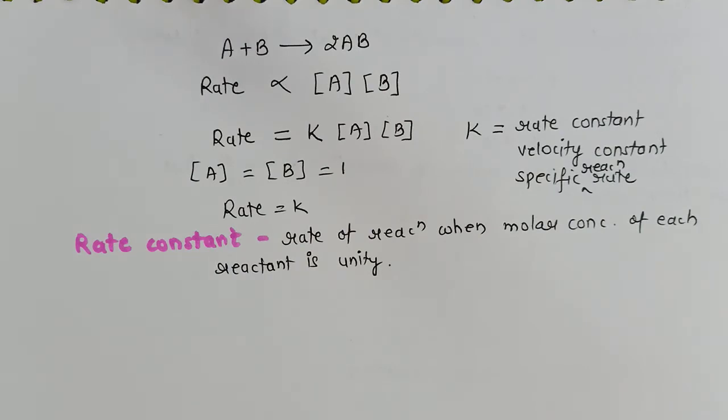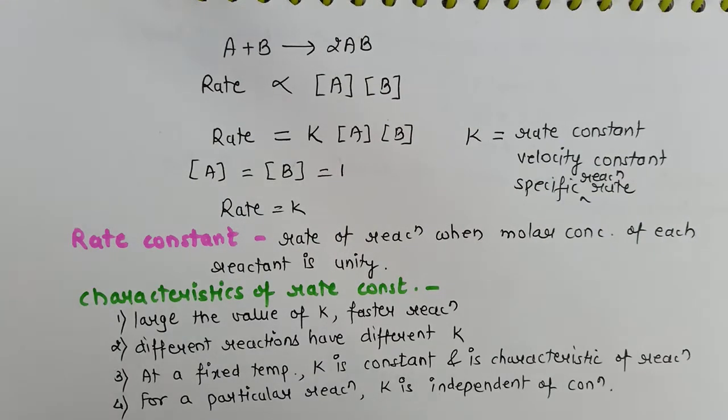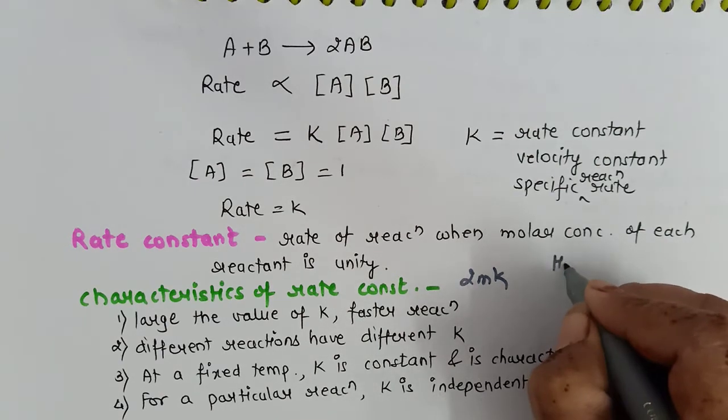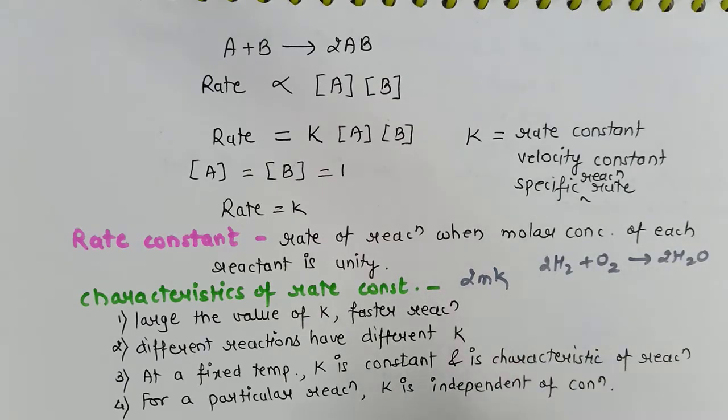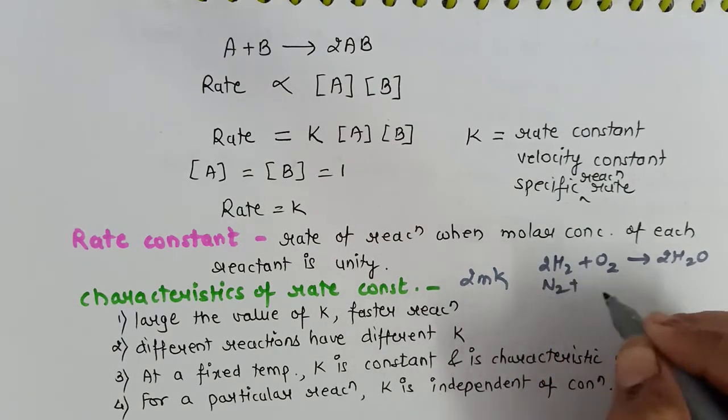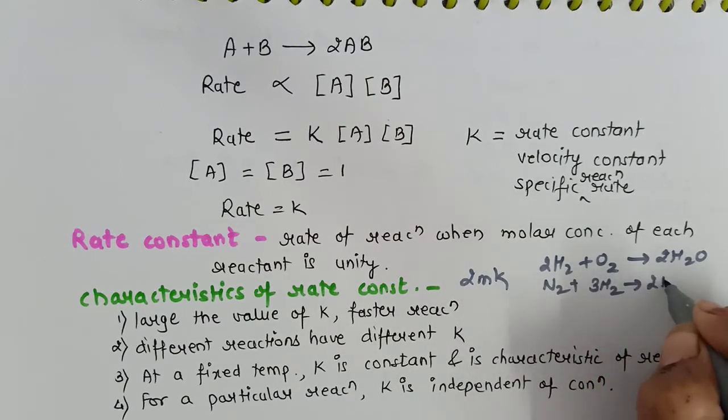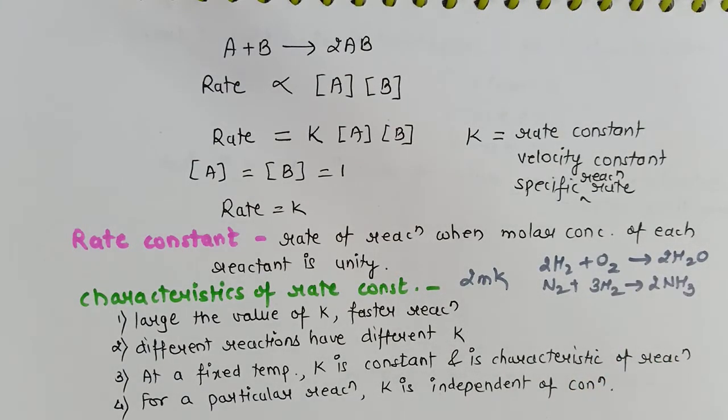Remember all the definitions from this chapter, they are the important ones. What are the characteristics of rate constant? This question can be asked for 2 marks. Larger the value of K, faster is the reaction. So if I want to speed up the reaction, I have to keep the value of K larger. Different reactions will have different K, like H2 plus O2 giving 2H2O. This reaction will have different K, and N2 plus 3H2 giving 2NH3 will have a different K. So different reactions have different values of K.